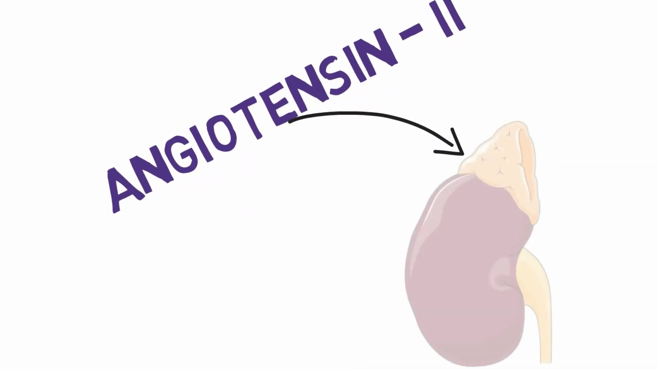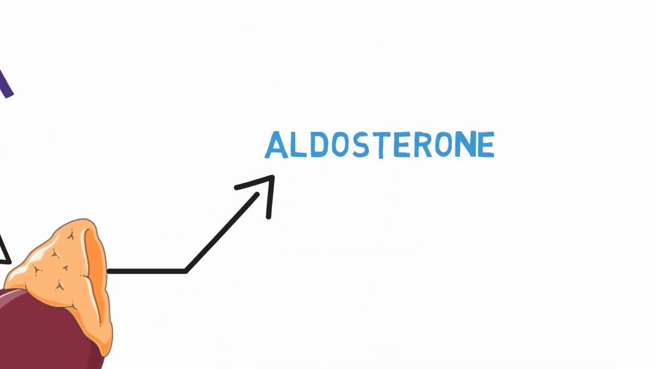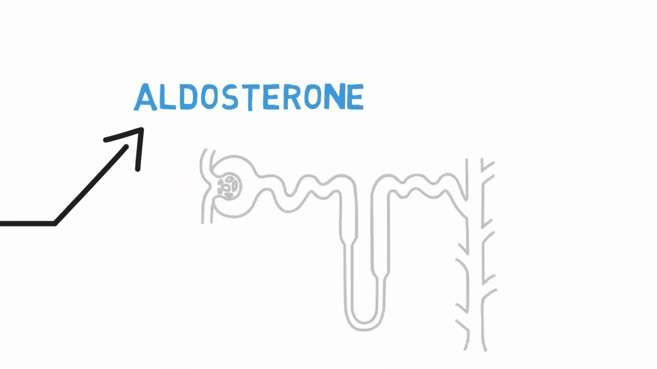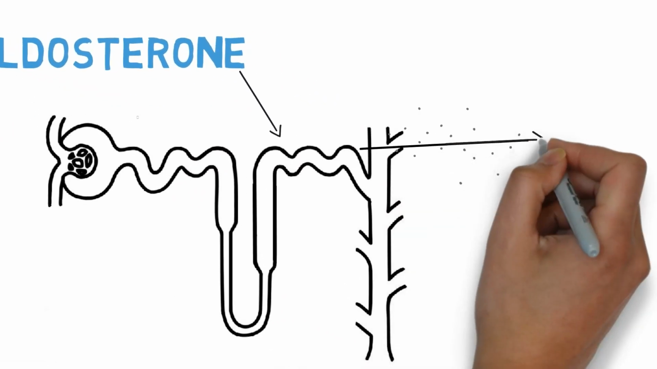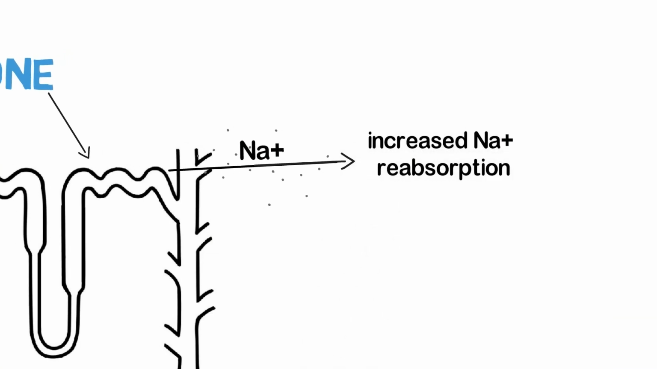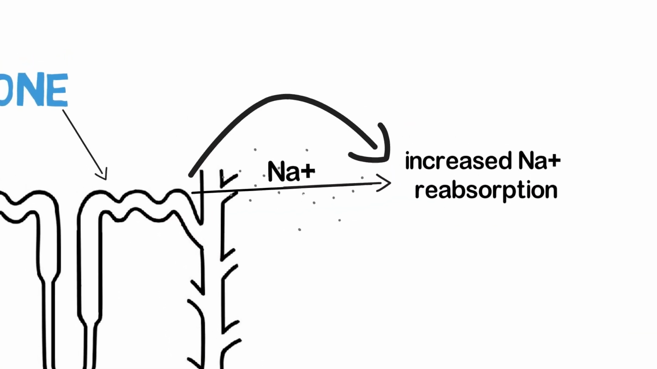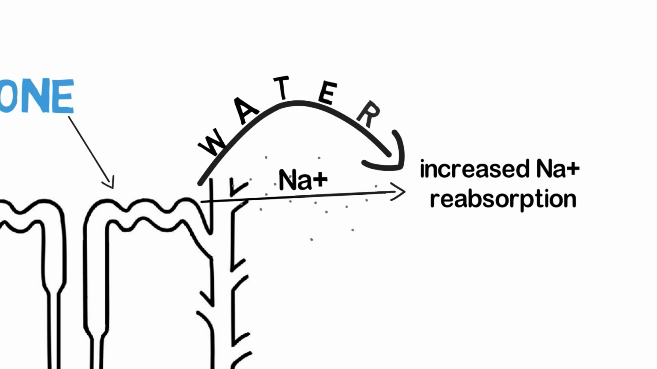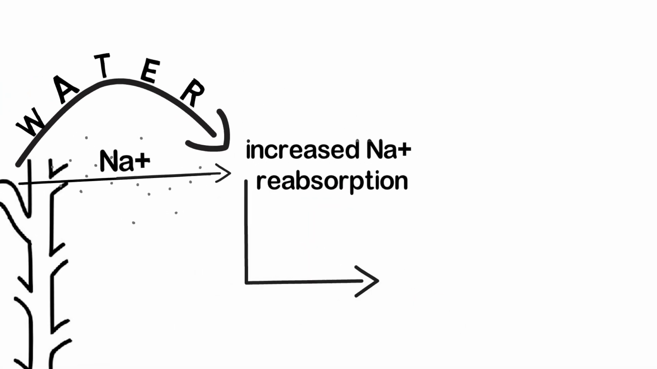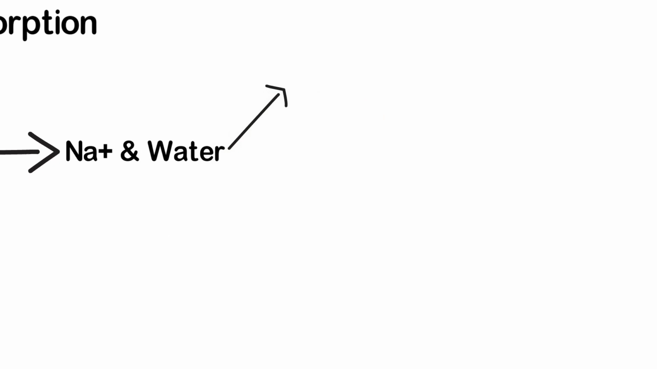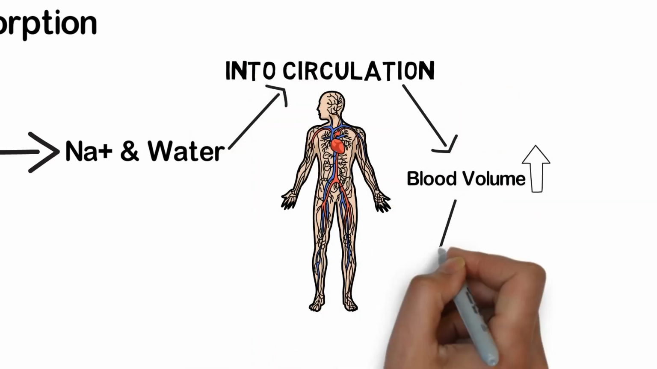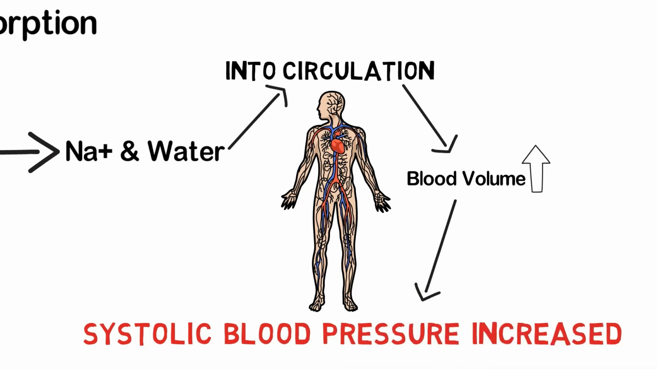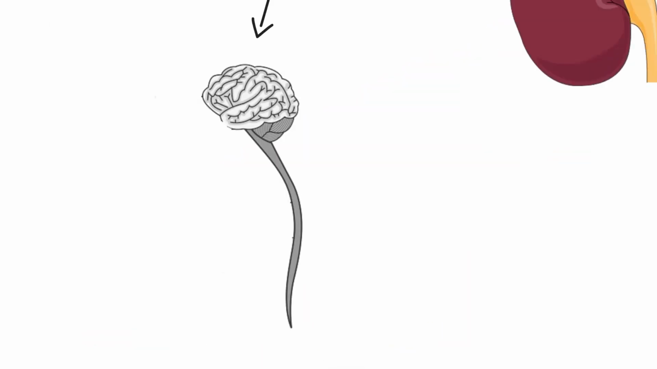Angiotensin II also works on our adrenal gland. It causes release of aldosterone from the zona glomerulosa. Thus, aldosterone works on renal tubules and increases the reabsorption of sodium. And we know, water always loves to follow sodium. Due to this sodium, water also comes into our circulation, which increases the blood volume and finally increases the systolic blood pressure. There is another way.